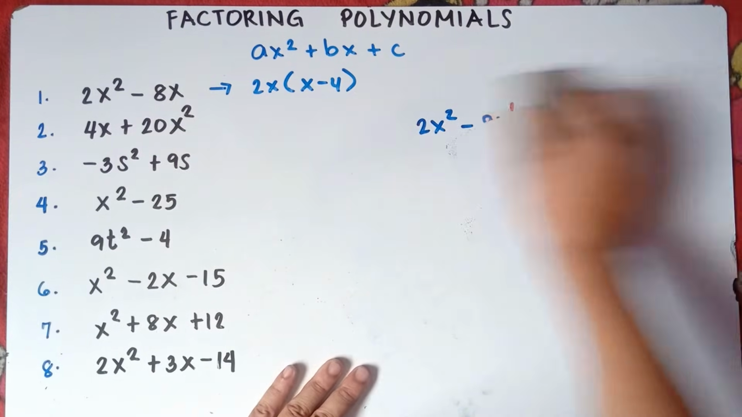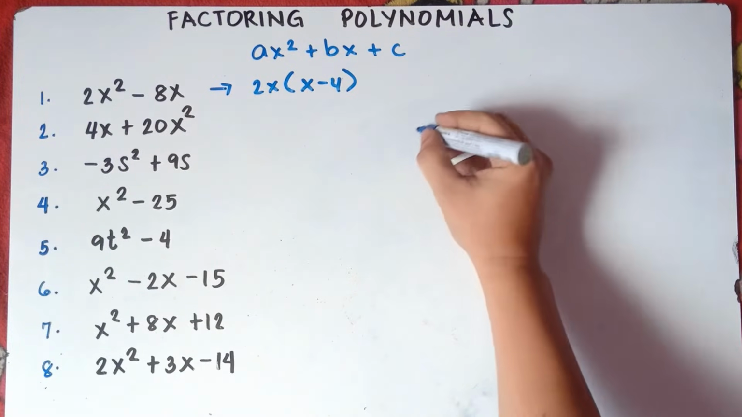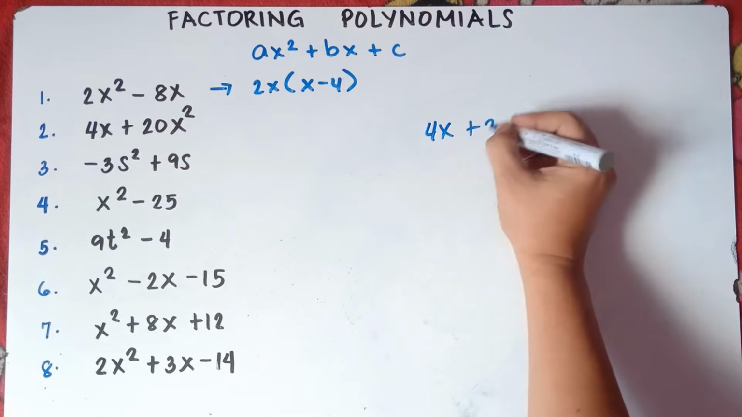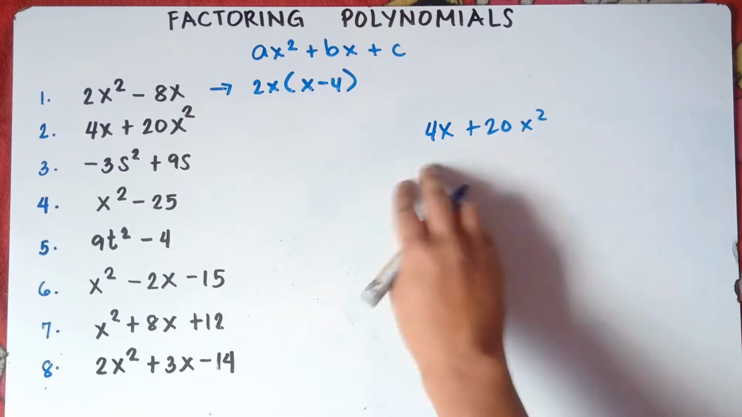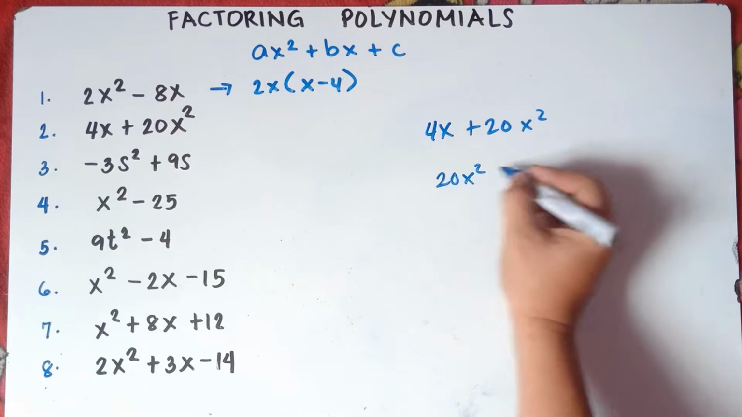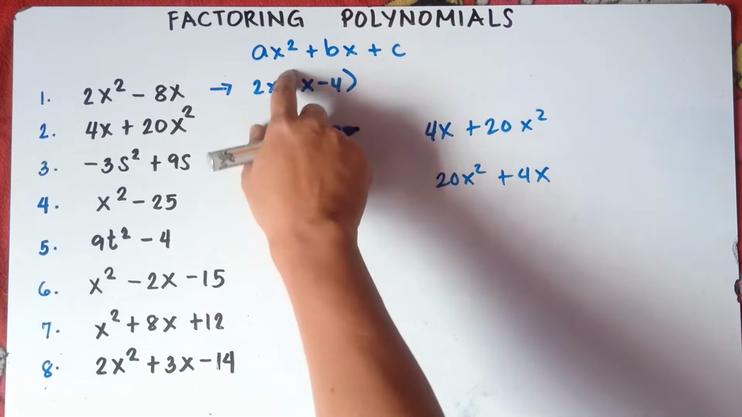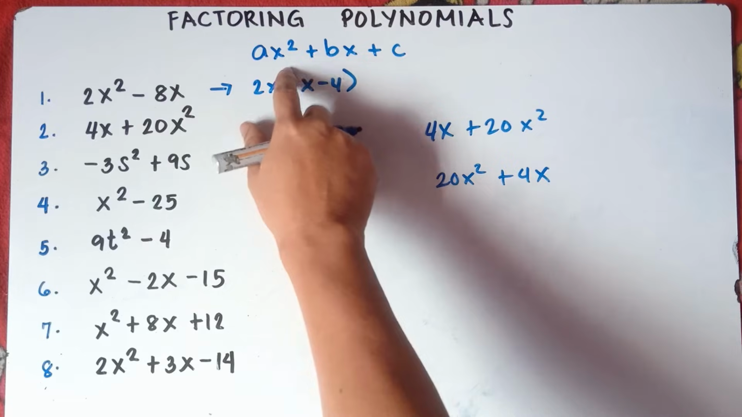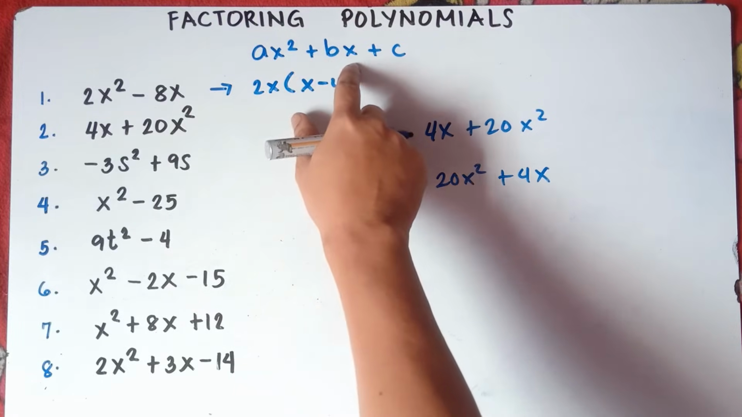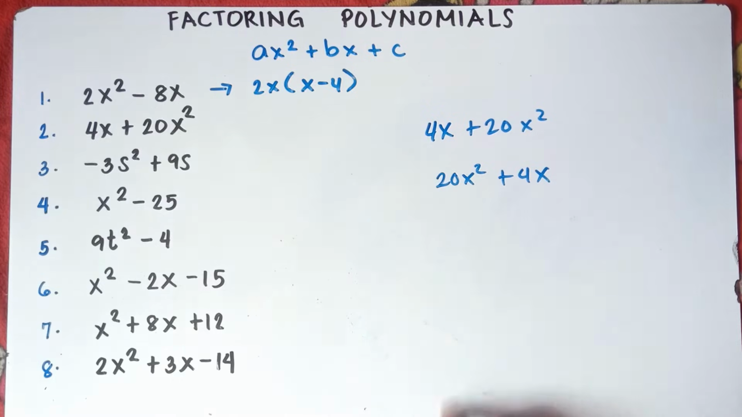Let's try number 2. 4x plus 20x squared. We can arrange this one; it is actually the same as 20x squared plus 4x. We just arrange this one because in our quadratic equation, x squared comes first before the linear term and then the constant.